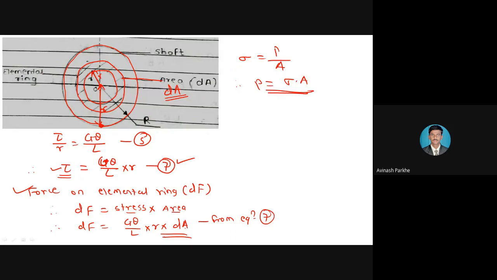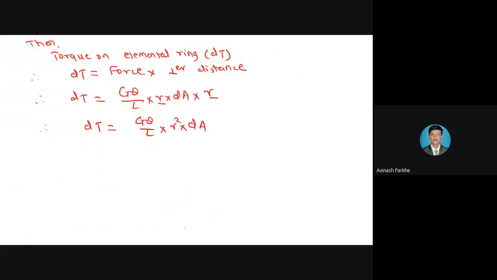Then second, the torque on the elemental ring, it is represented by dT. Torque is equal to force into perpendicular distance. Force we have already calculated by using the previous equation. Perpendicular distance is again represented by the small r, and you will get the equation dT is equal to G theta by L into r square into dA. Okay, now integrating the above equation.